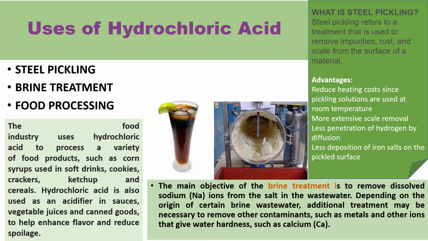So in food industry, hydrochloric acid can be used as an acidifier to maintain the pH, and it is also used as a flavor enhancer. In most cases in the canned goods or canned food, and reduce spoilage. Reduce spoilage means it can act as a preservative also.